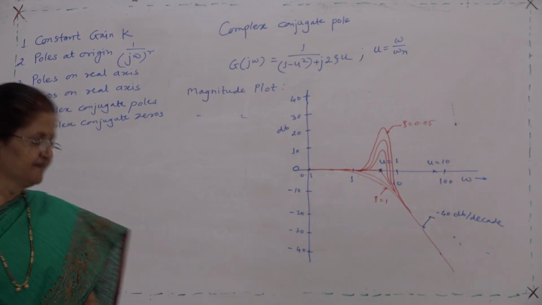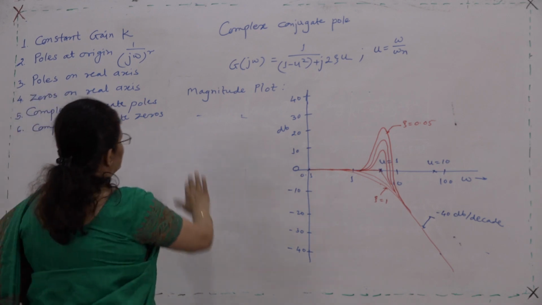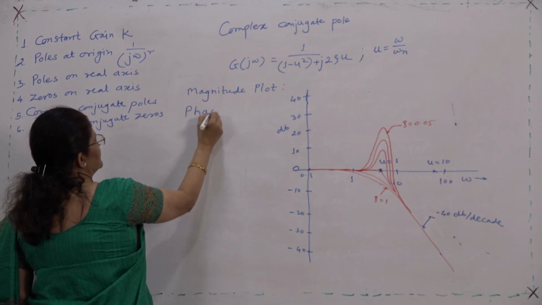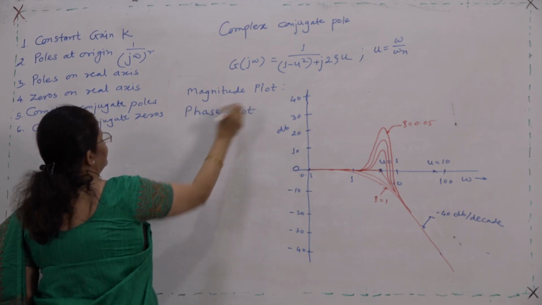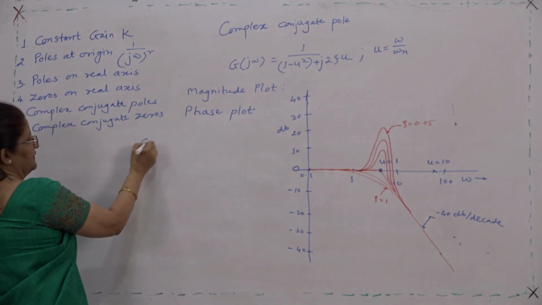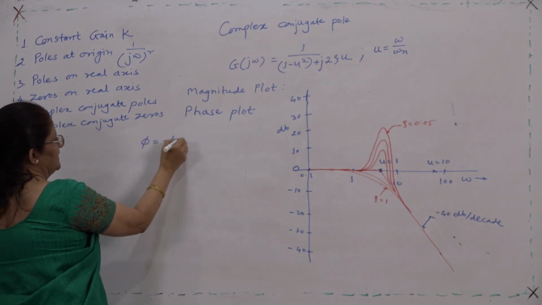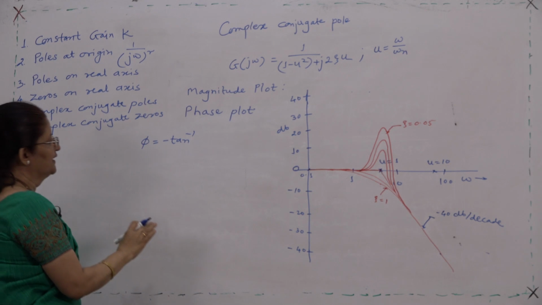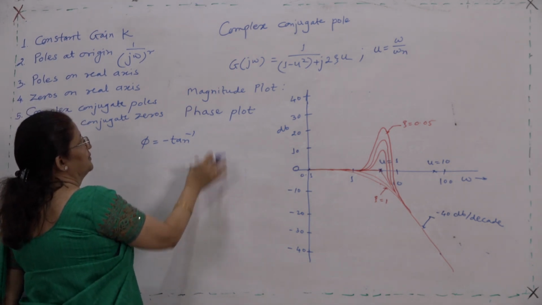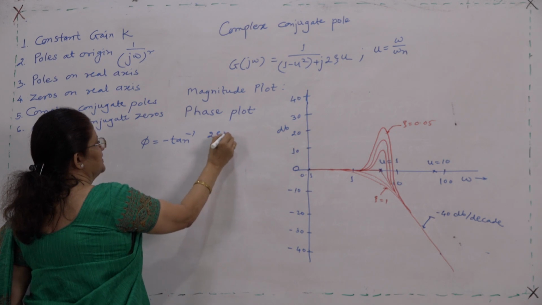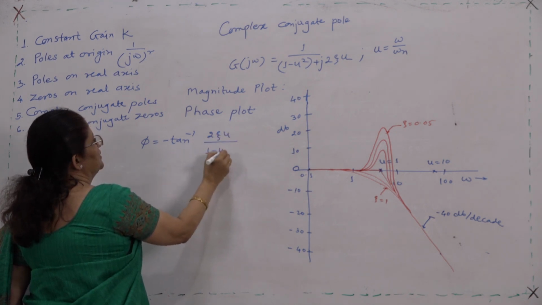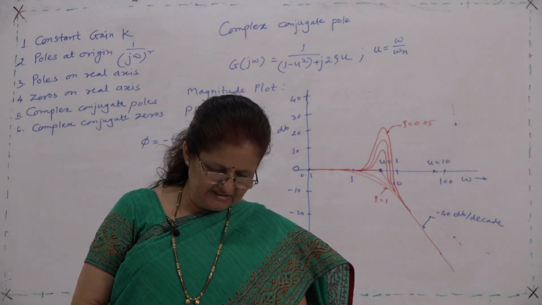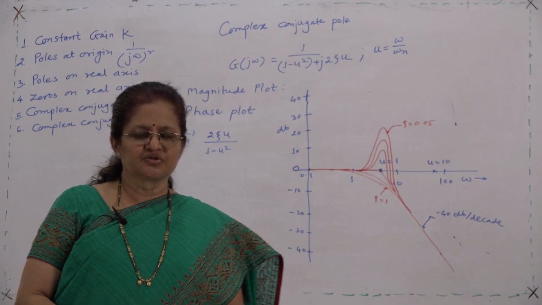Now, we will consider the phase plot. I think now you understood the magnitude plot properly. For the phase plot, phi is equal to minus tan inverse of, why minus? Because this is in the denominator. What is the formula? Imaginary term upon real term. So, what is the imaginary term? Twice zeta u upon 1 minus u square. So, the phase angle is minus tan inverse of twice zeta u upon 1 minus u square.